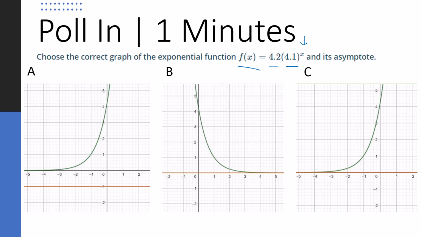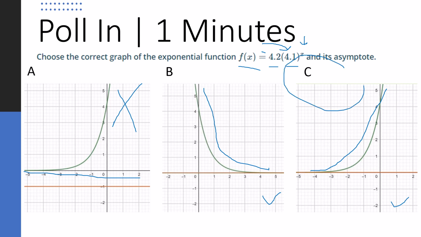We can eliminate A because the asymptote with this type of function is going to be the x-axis. Okay, so both of these have the x-axis as an asymptote. But as you saw and you practiced, this is going to be growth. So it's going to go up in this direction. It's not going to be starting and dropping down. It doesn't have to do with the negative here. That's not going to give us a descending function. So the answer is going to be C.